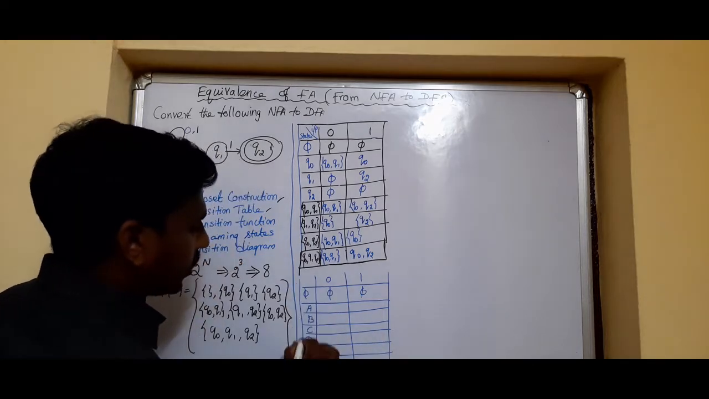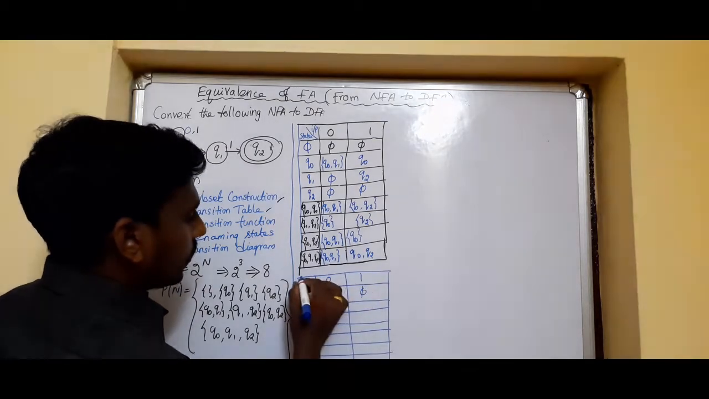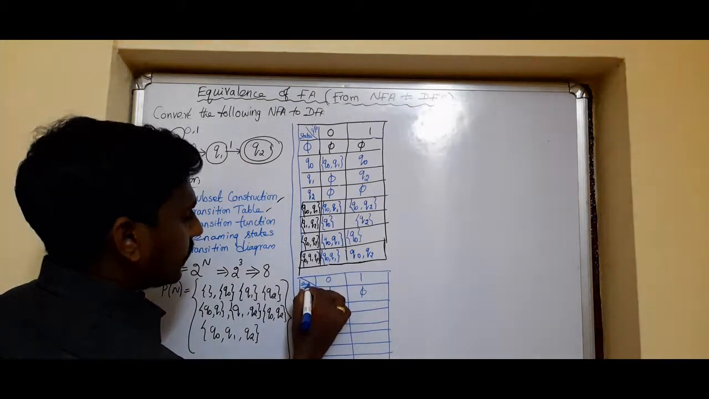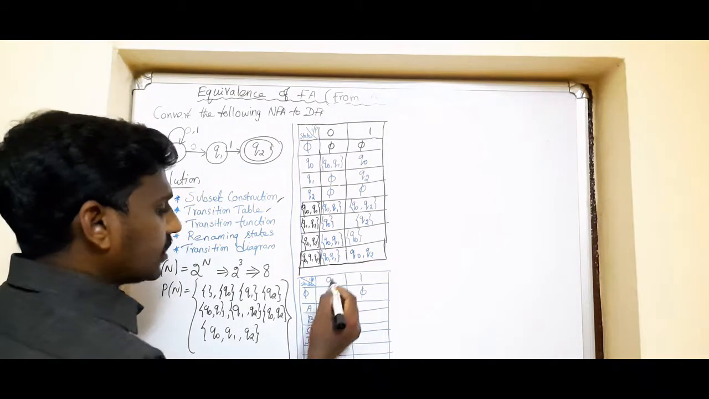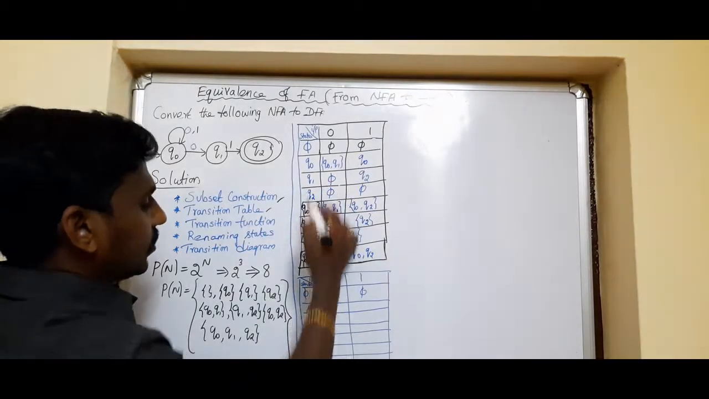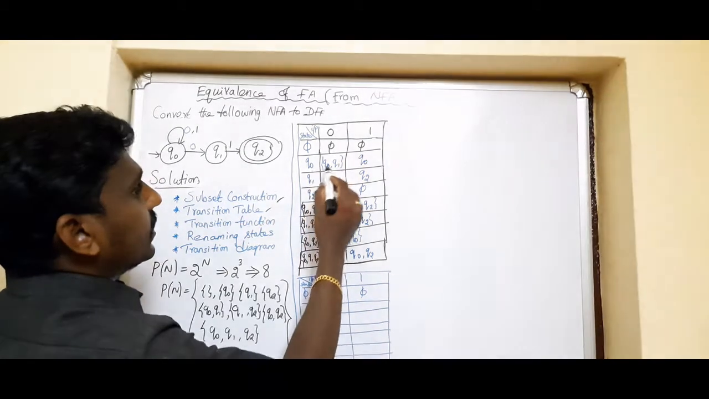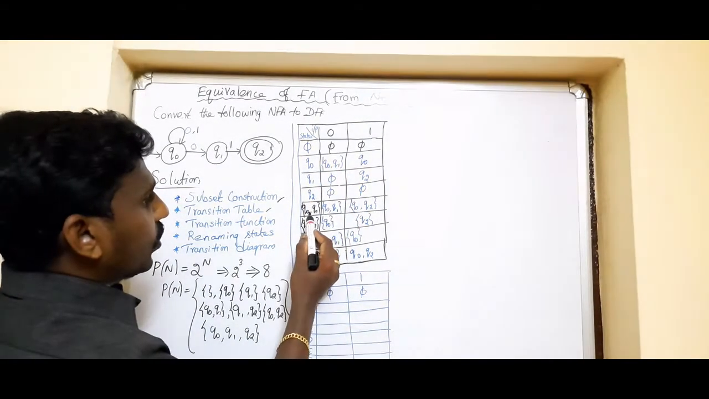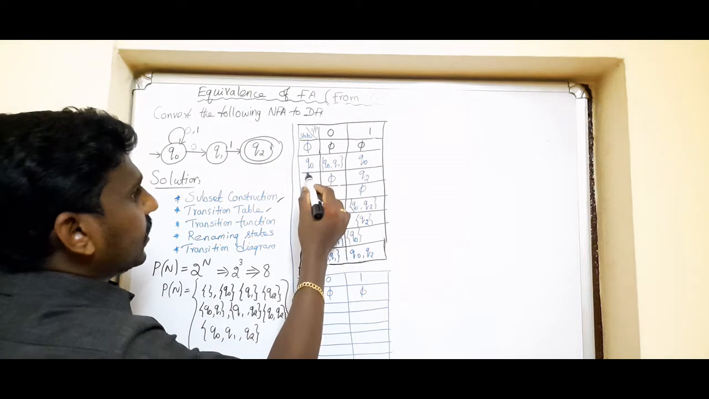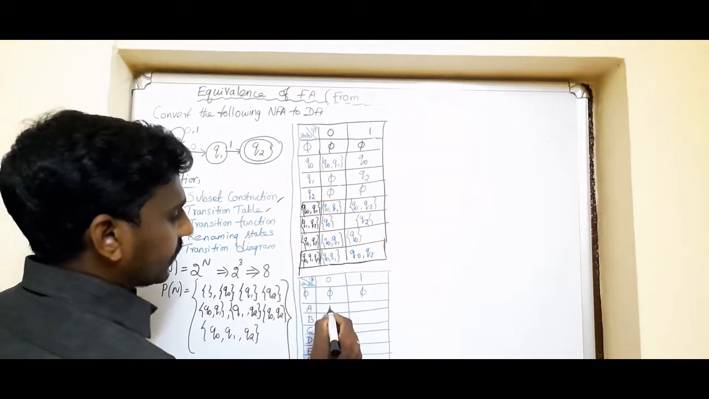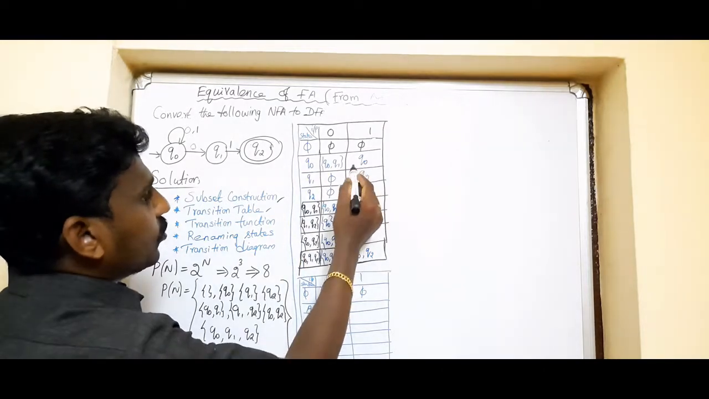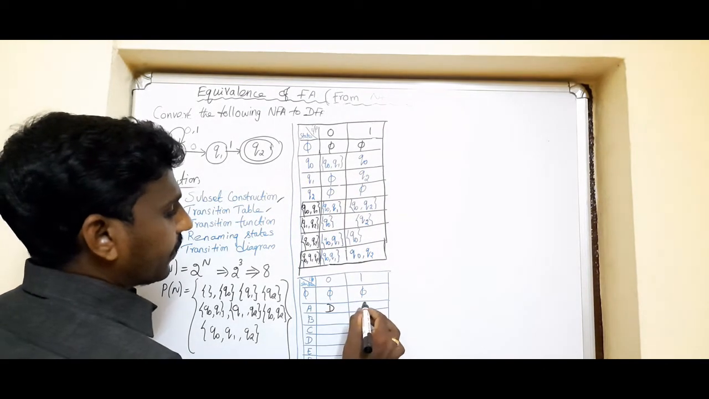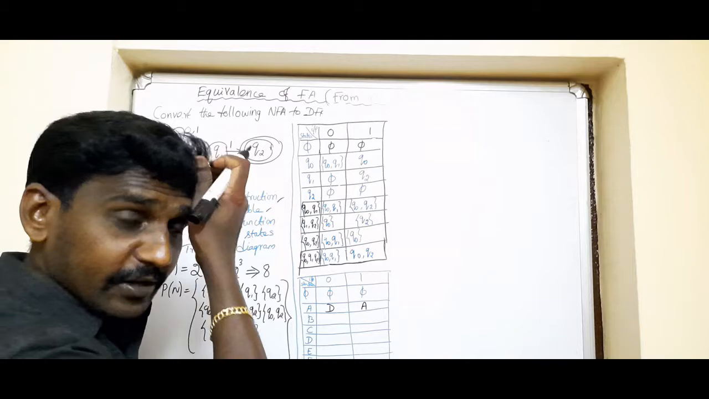So this is an optional one. This is state, this is input. Now A comma 0, A is nothing but Q0, Q0 comma 0, that is Q0 Q1. So Q0 Q1, already I renamed it as A, B, C, D. So here it is D, and A comma 1, that is Q0, already I named it as A. Similarly you have to fill this table.